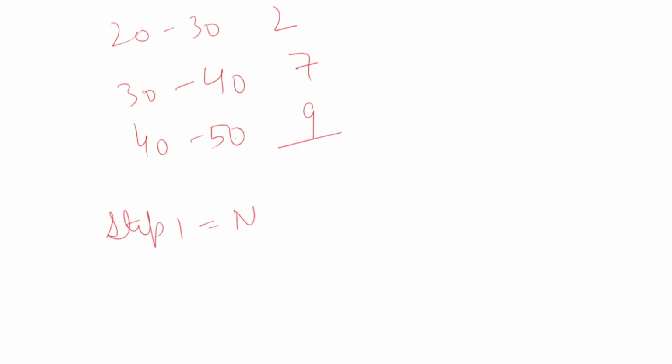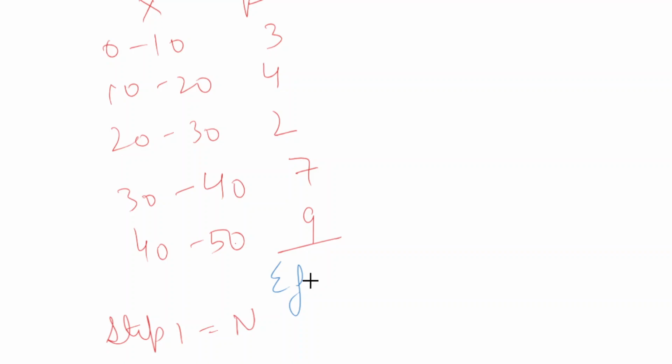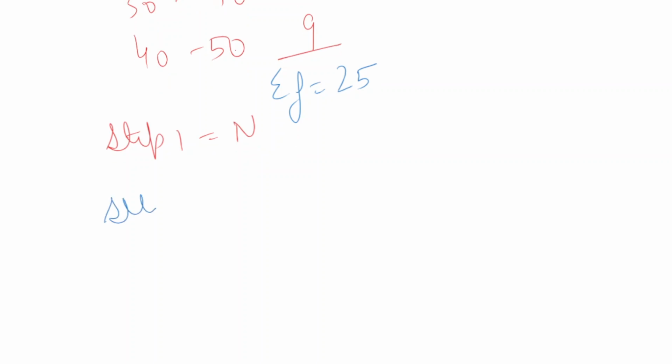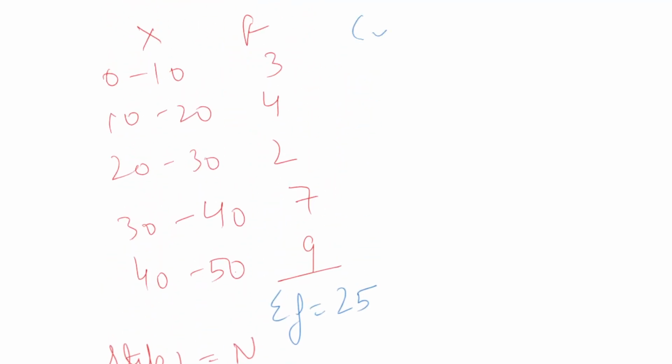Step number 1 is to find out n. N can be found with the sum of f. 3 plus 4 is 7, 7 plus 2 is 9, 9 plus 9 is 18, 18 plus 7 is 25, right? It's 25. Now the next step is to find CF. Step number 2 is to find CF. The CF will be 3, adding that will be 7, then 9, 9 plus 7 is 16, 16 plus 7 will be 25. We have found the CF.